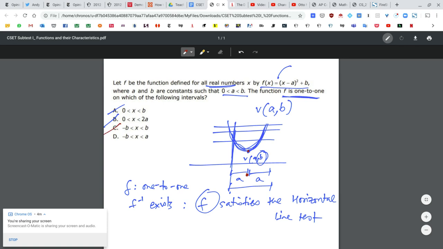And then D says x is greater than negative b. So if this is b, negative b would be here, if that is a y value. But they're saying x goes from negative b, that's here somewhere, we're just making it up. So that's the parabola extending here to a. And you can see that section of the graph does satisfy the horizontal line test. So the choice is D.